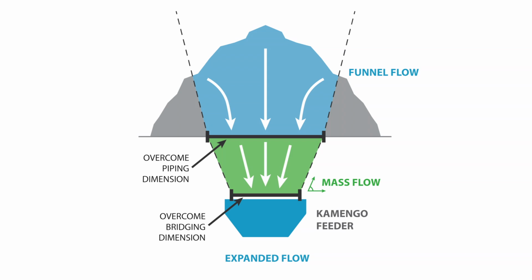In this situation, designing for either pure mass flow or pure funnel flow is impractical. The solution is to combine mass flow and funnel flow in what we call expanded flow. With expanded flow, our storage and feed system has two layers. The bottom layer empties in mass flow, while the top layer empties in funnel flow.